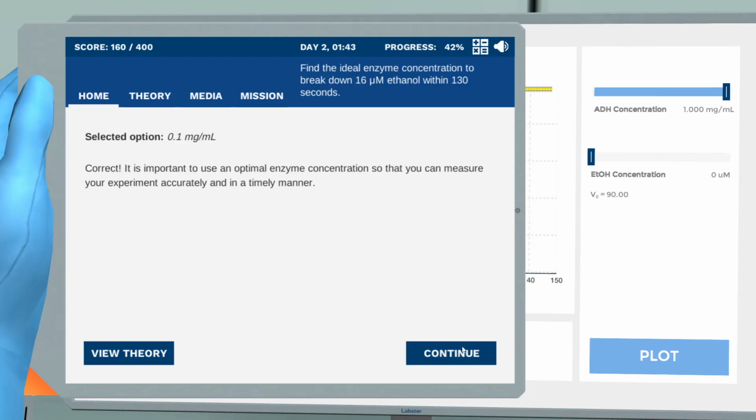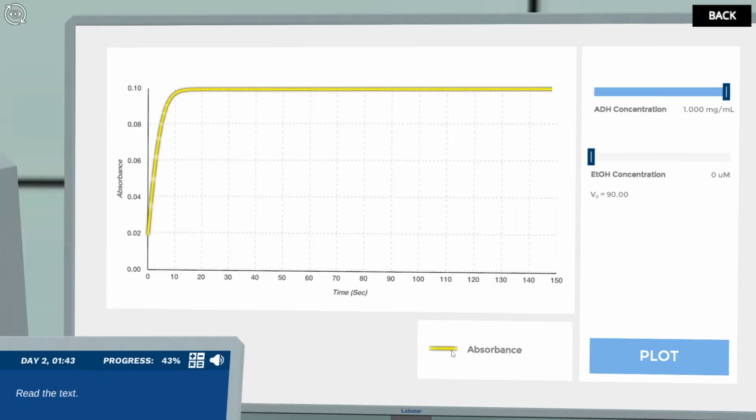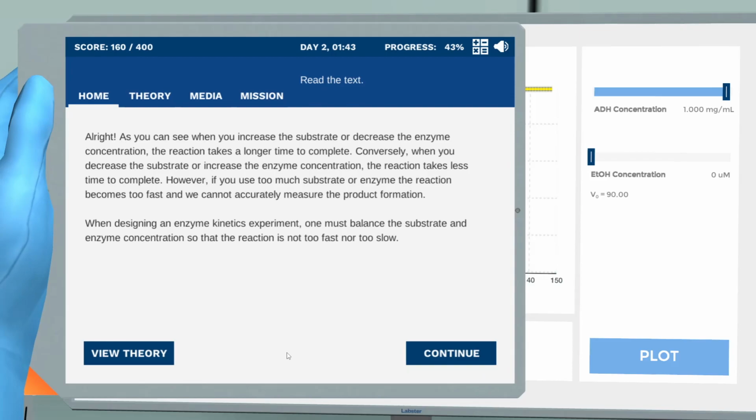Correct. It is important to use an optimal enzyme concentration so that you can measure your experiment accurately and in a timely manner. As you can see, when you increase the substrate or decrease the enzyme concentration, the reaction takes a longer time to complete. Conversely, when you decrease the substrate or increase the enzyme concentration, the reaction takes less time to complete.